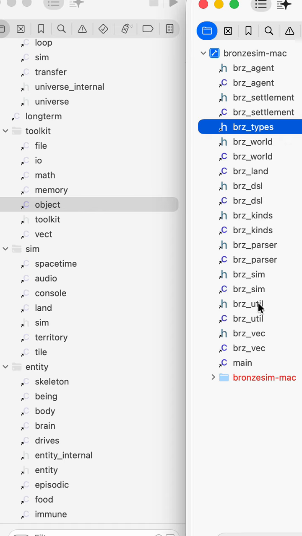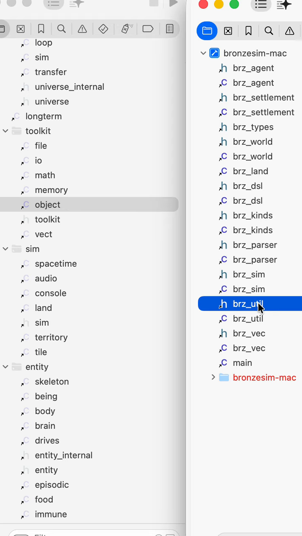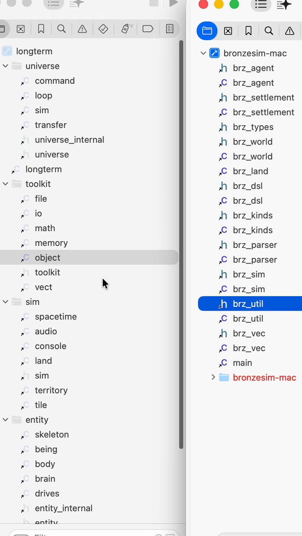We talked about sim, utility and vectors. So these are probably what would be in the toolkit. So we already have explicitly vector here. We have memory and math and a variety of other things that are in the toolkit, which are basically represented in these two files.